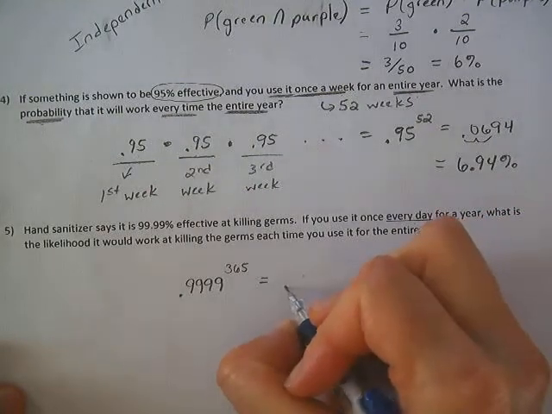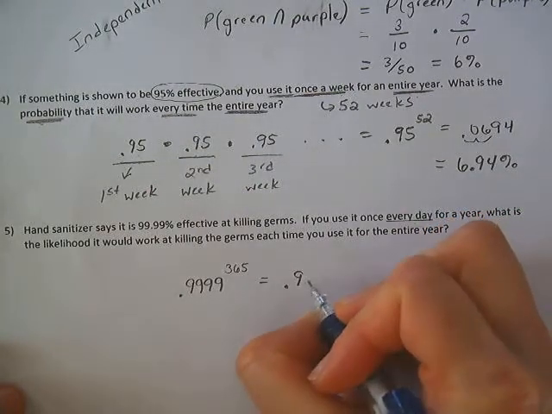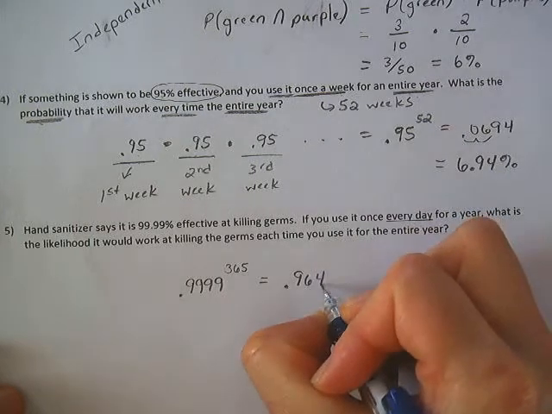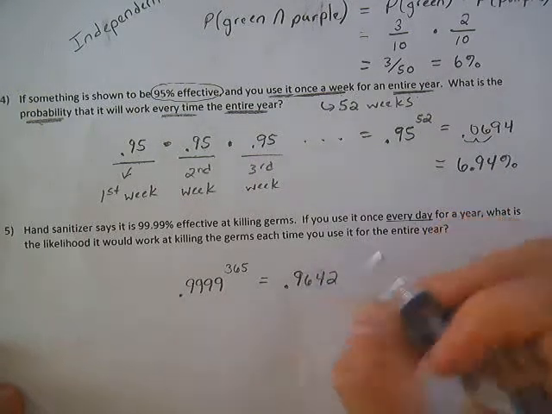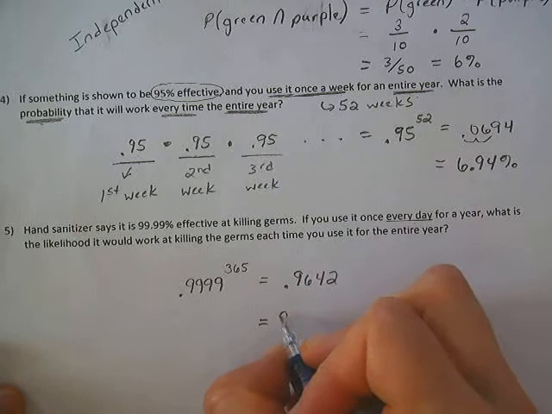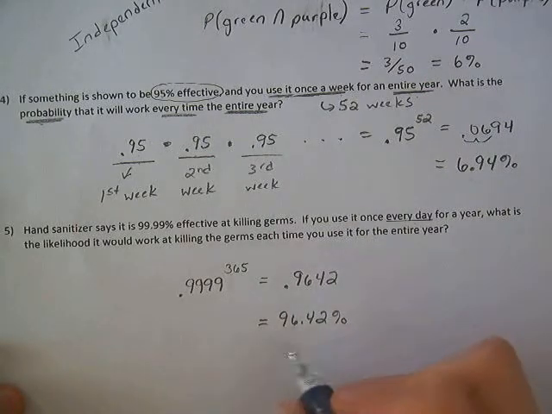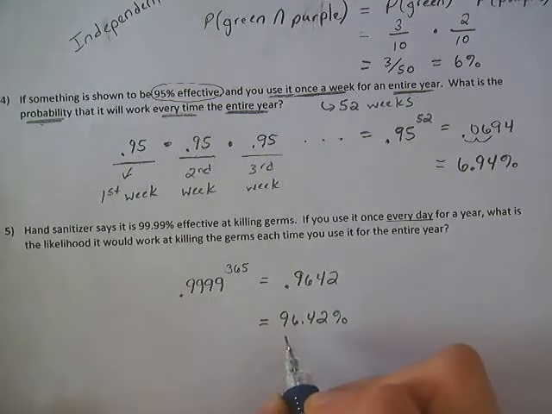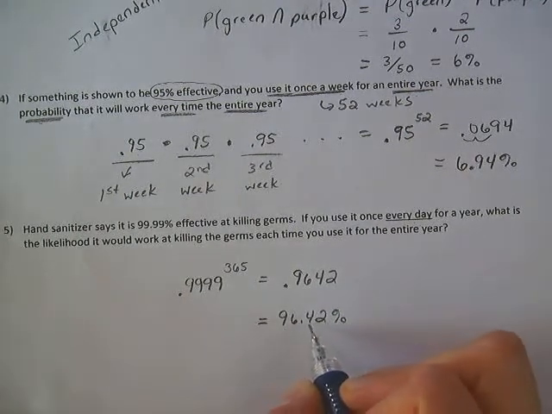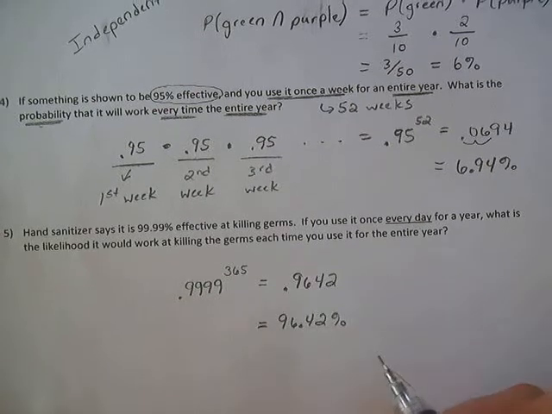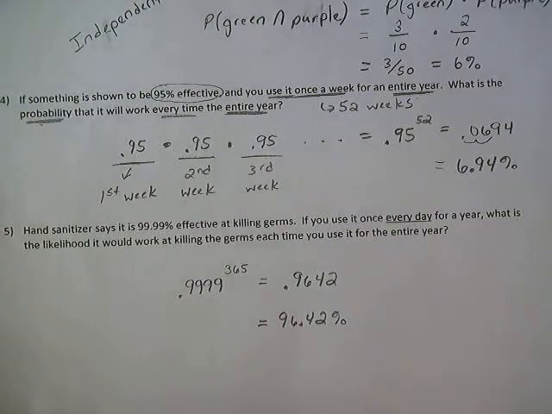And that ends up being 0.9642. So that as a percentage would be 96.42%. So the likelihood it worked that entire year, every time, each time you use it, would be a 96.42% chance that it worked that whole year at killing the germs when you use it.